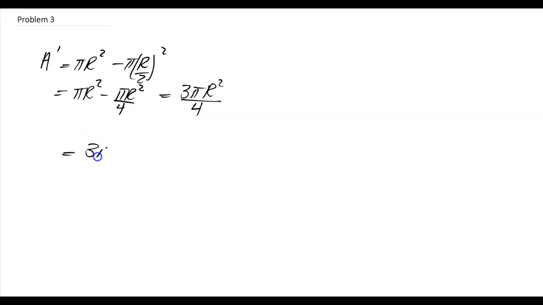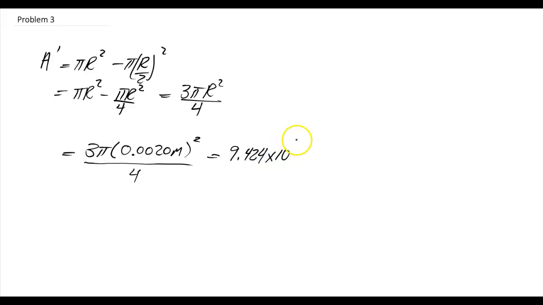And now we can plug in the value of the radius. I'm told it's 2 millimeters. So 3 pi times (0.002 meters) squared over 4, which gives us about 9.424 times 10 to the negative 6 meters squared.